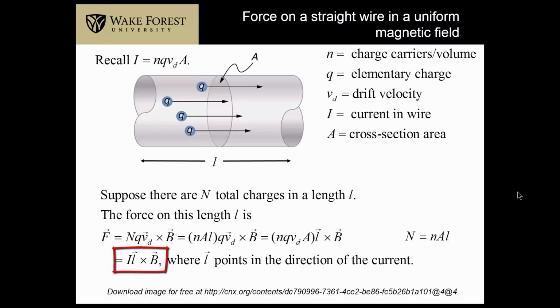Here I've made L a vector, and I've defined the direction of L to be in the direction of the current in the wire segment. That's a nice little expression for the force, quite analogous to qv cross B for a moving charge. For a current carrying wire, we have I L cross B. That's handy.